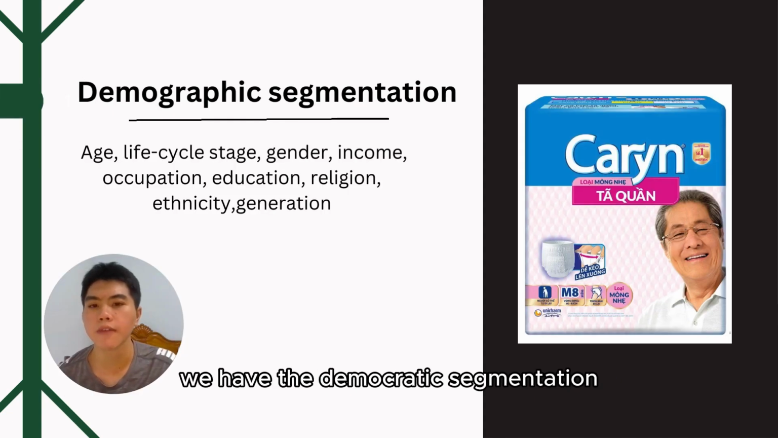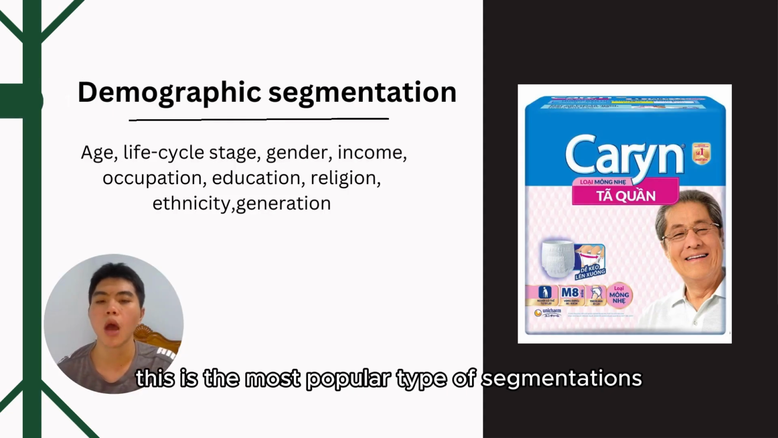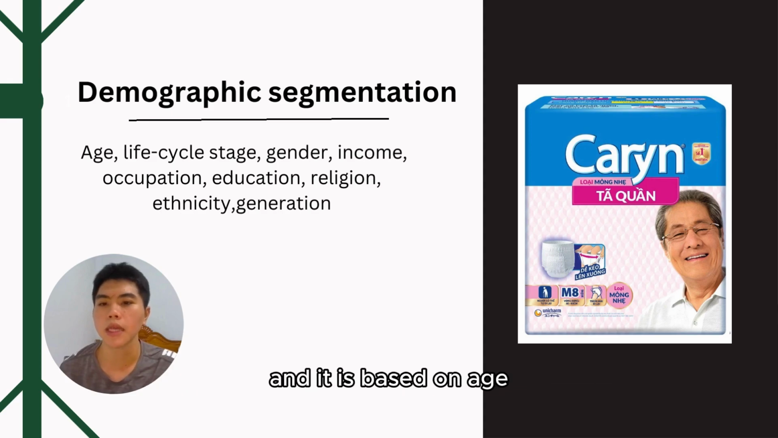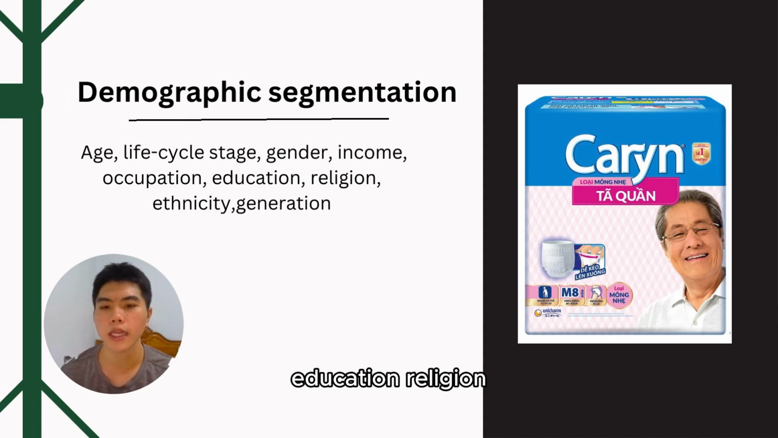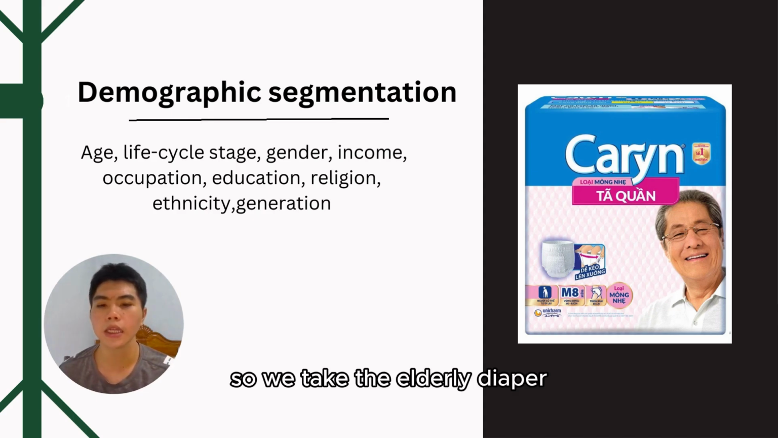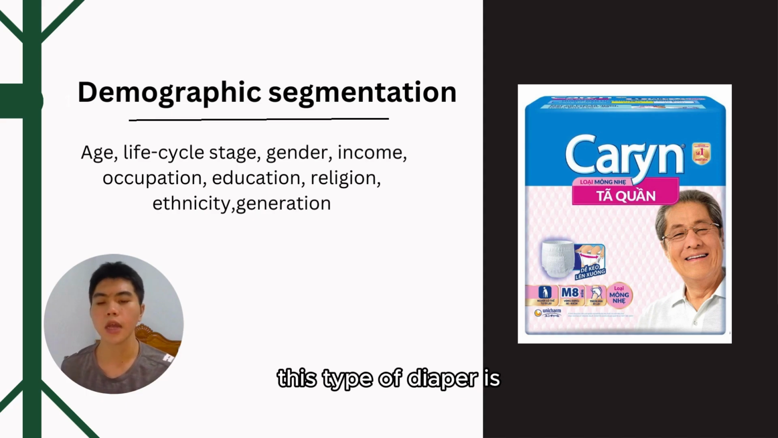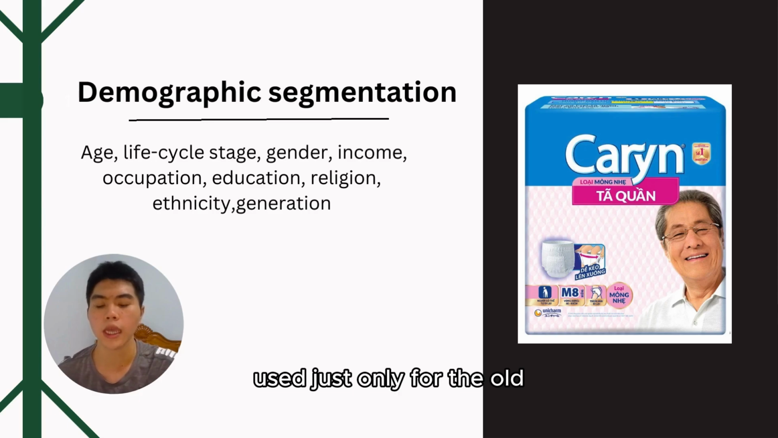Secondly, we have the demographic segmentation. This is the most popular type of segmentation, and it is based on age, life cycle stage, gender, income, occupation, education, religion, ethnicity, and generation. So we take the elderly diaper as an example. This type of diaper is used exclusively for the old and elderly.